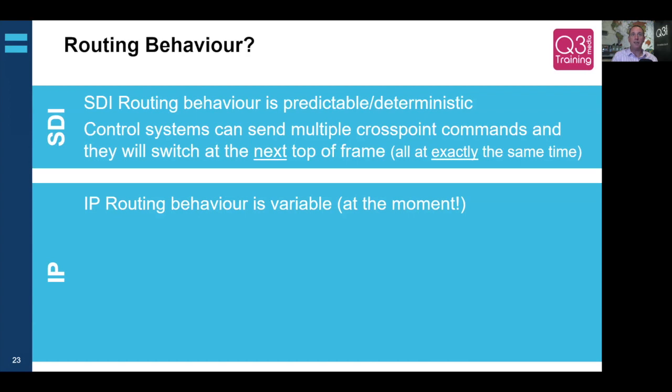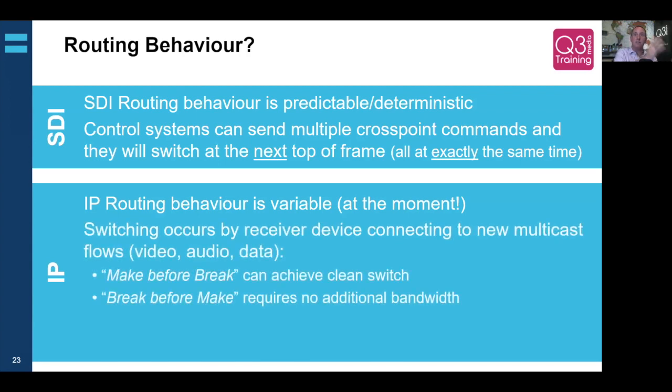One thing you can guarantee with IP routing, you'll never get two crosspoints switching at exactly the same time, because you're not switching a crosspoint. You're requesting receivers to connect to different multicast flows on the network. Again, you'll learn a lot more about that in Gerard's presentation.